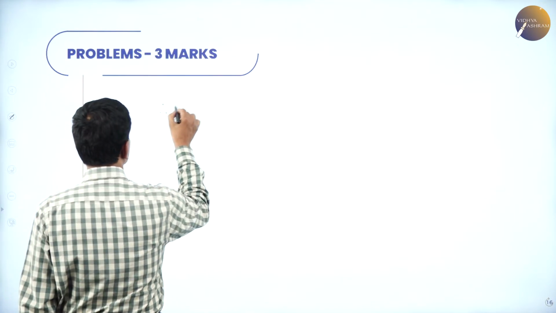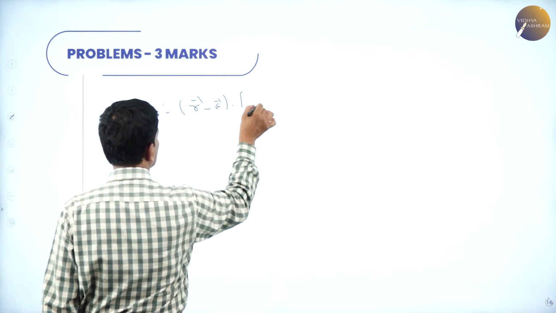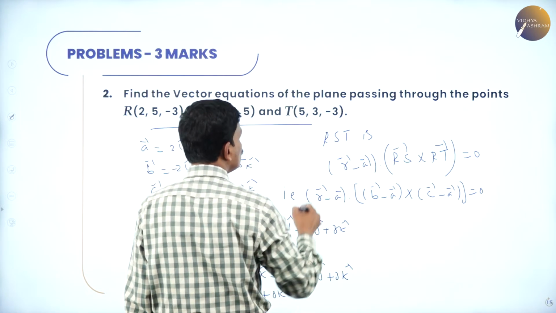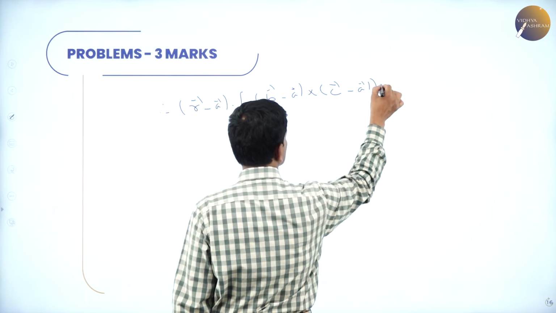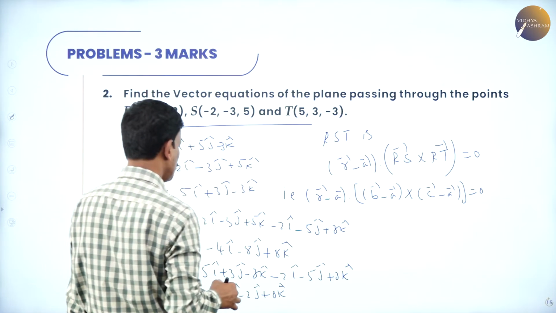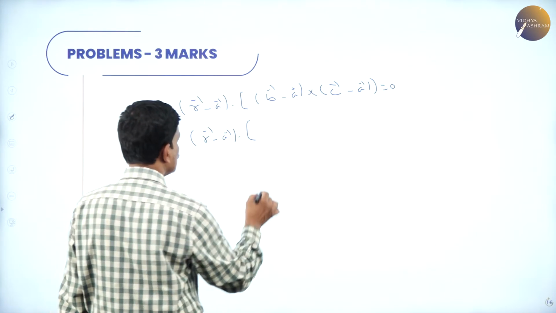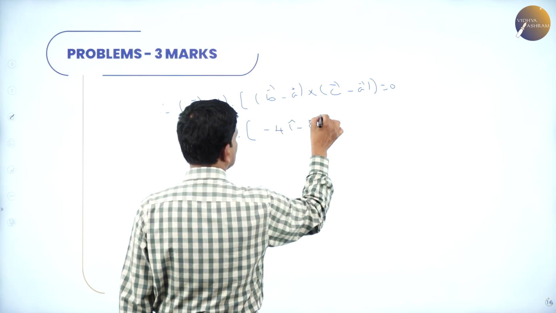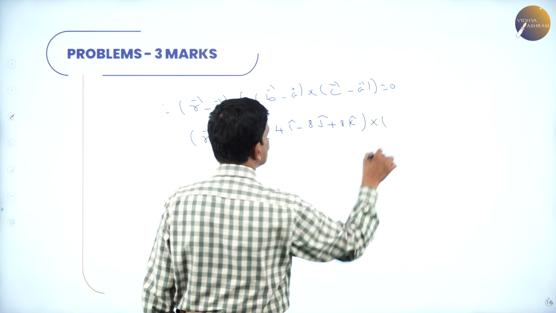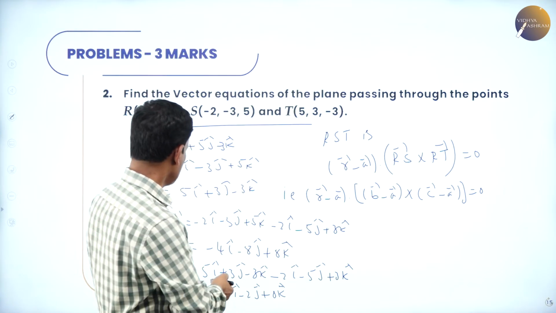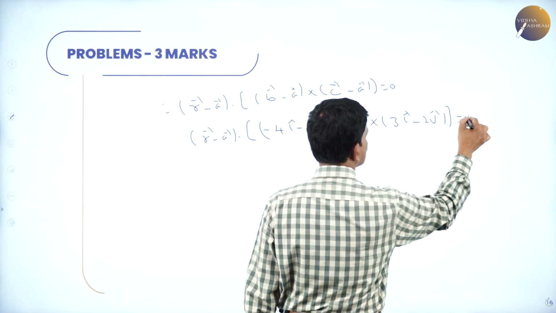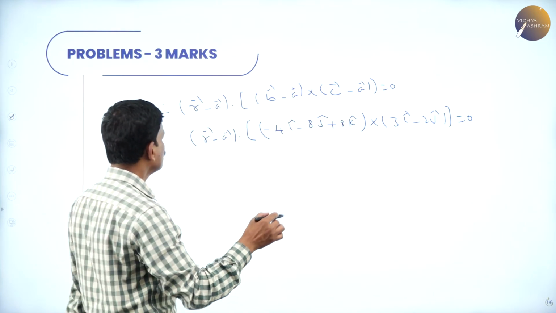Therefore, this vector R minus A dot vector B minus A cross vector C minus A is equal to 0. It is given by vector R minus A dot vector B minus A. What is B minus A? Minus 4i minus 8j plus 8k, cross C minus A. What is C minus A? 3i minus 2j, is equal to 0. That's it. So, if you want, you can further simplify.